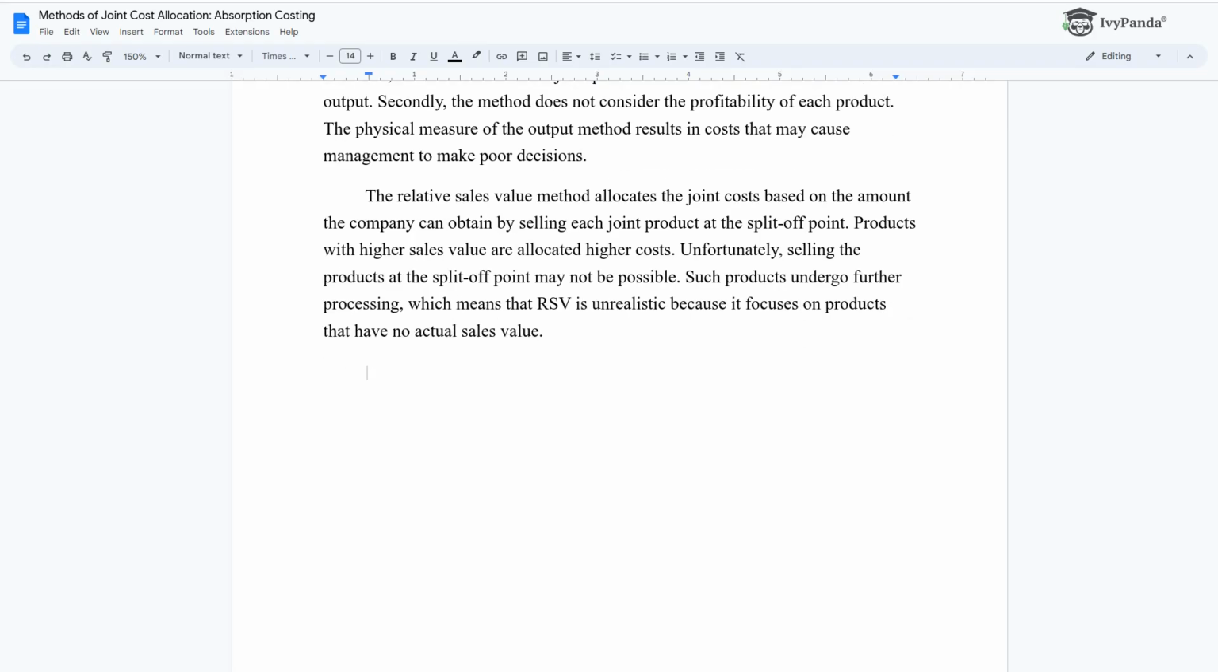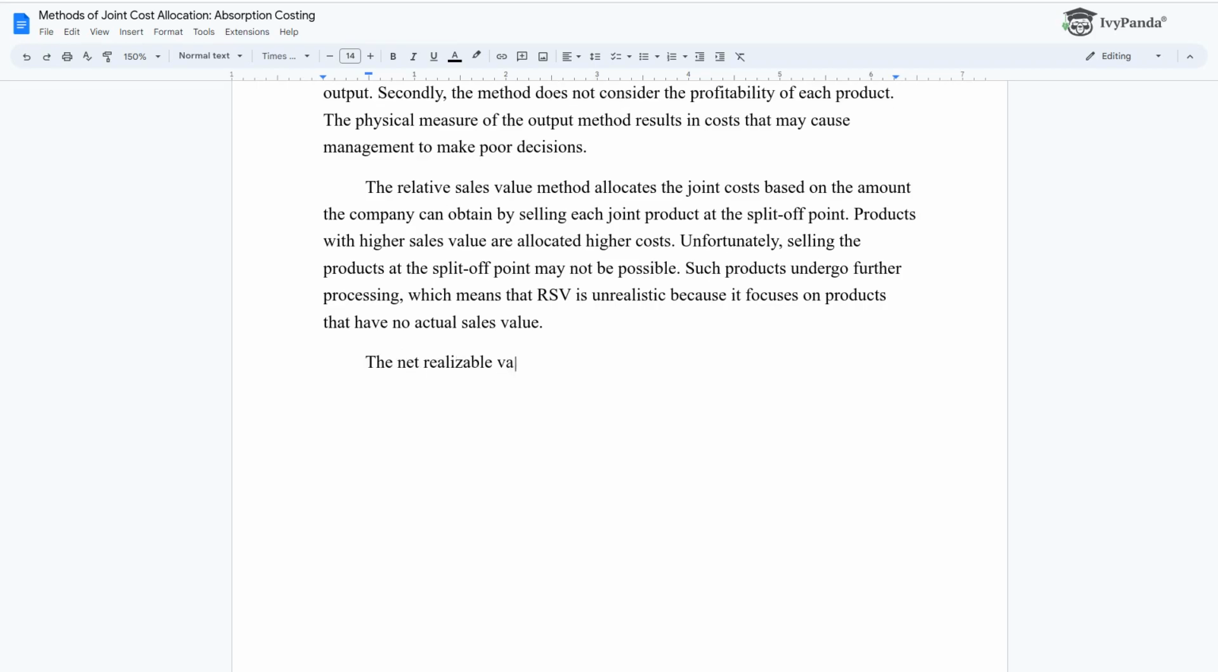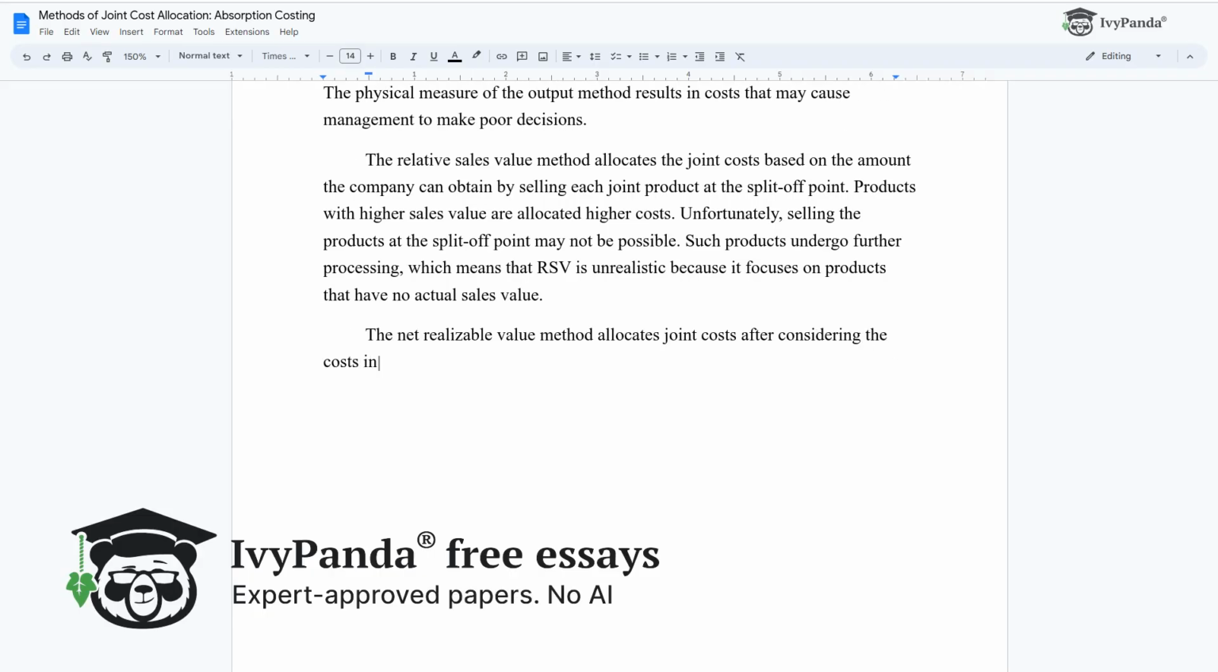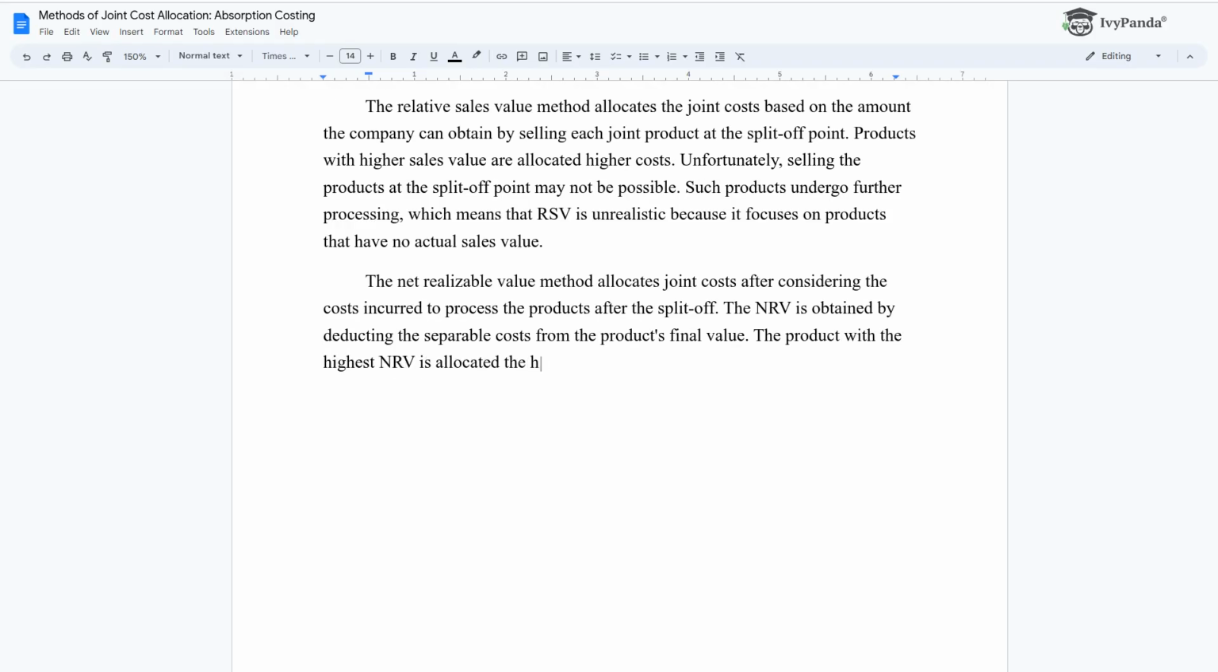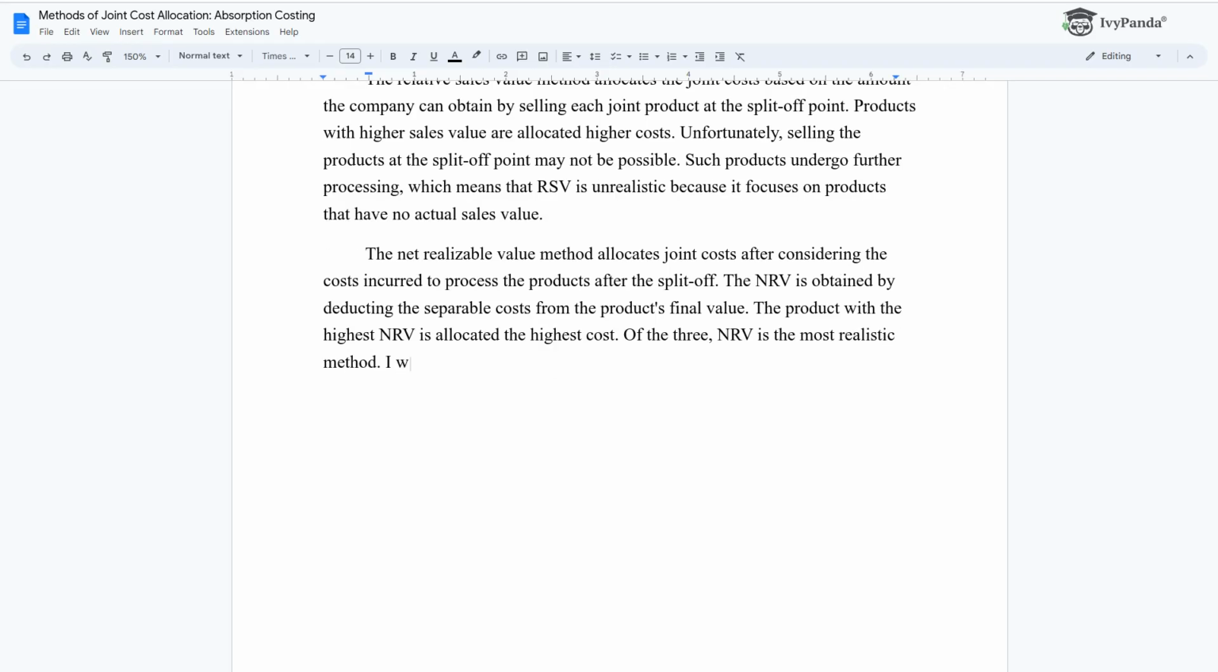sales value. The net realizable value method allocates joint costs after considering the costs incurred to process the products after the split-off. The NRV is obtained by deducting the separable costs from the product's final value. The product with the highest NRV is allocated the highest cost. Of the three, NRV is the most realistic method. I would advise manufacturing companies to use NRV.